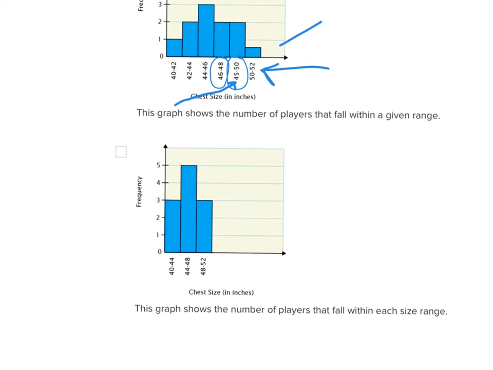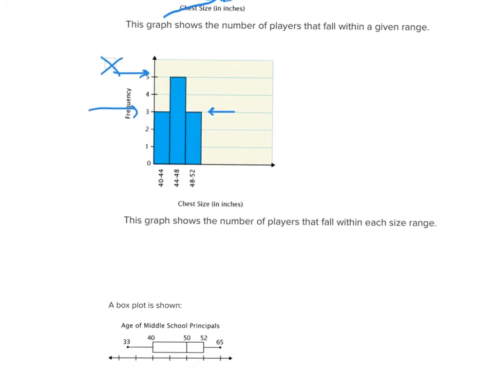Let's look at this next one. That one looks like it's the exact sizes, 40 to 44, 44 to 48, 48 to 52. That would be helpful. You can see how many there are. You can see we need 3 smalls, 5 mediums, and 3 larges. That's helpful. Could do it. Okay.